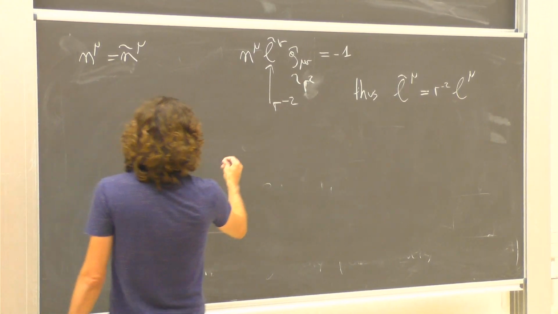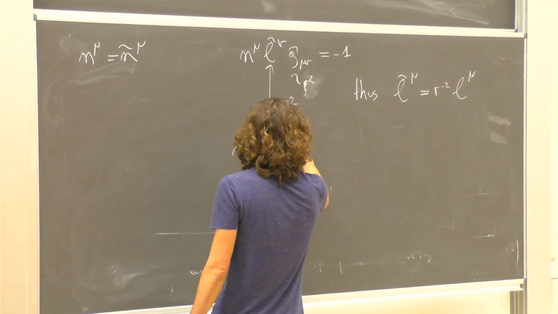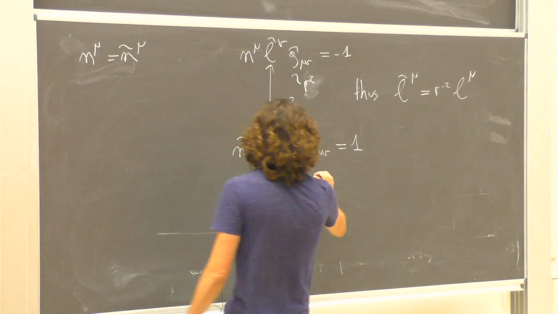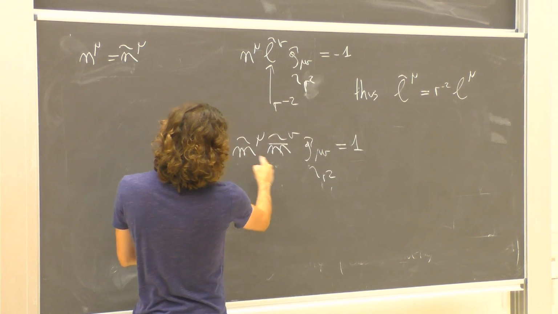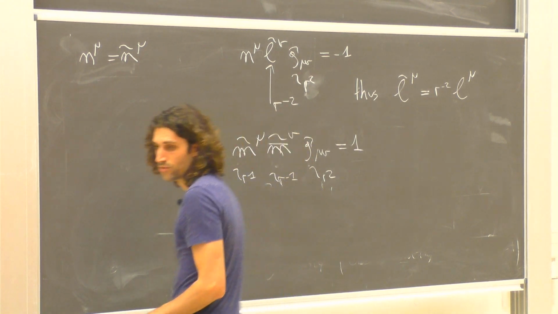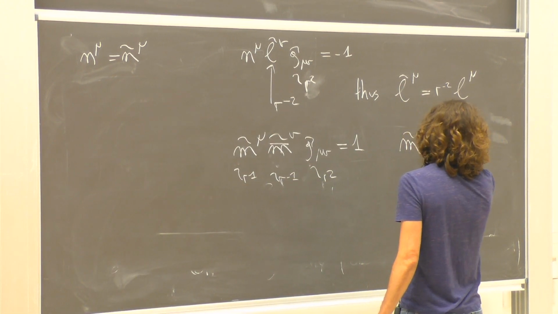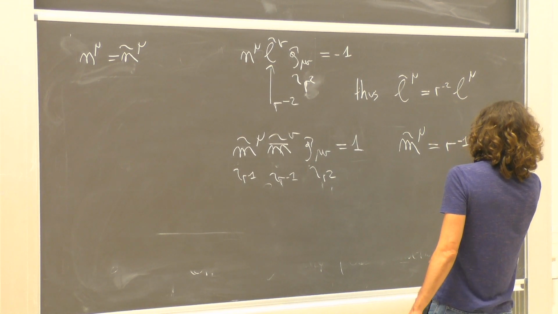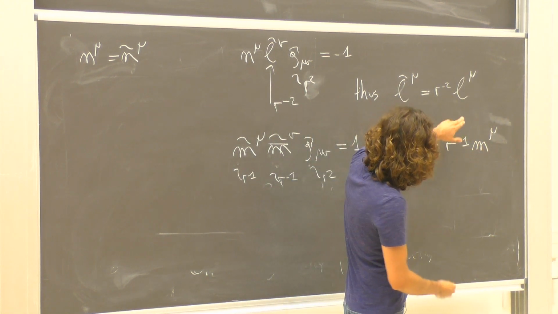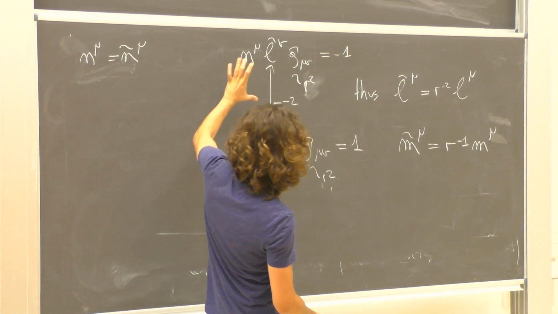But also, we know that m tilde nu m bar tilde nu g tilde mu nu equals 1. Again, this object goes like r squared. They should have the same weight. So the only way is that this goes like r to the minus 1, and also this goes as r to the minus 1. And therefore, we found the relationship between the physical null tetrad and the unphysical null tetrad. So these guys are finite at scri, and these ones are not. They go to 0, but with a prescribed fall-off, which is constrained by their definition.